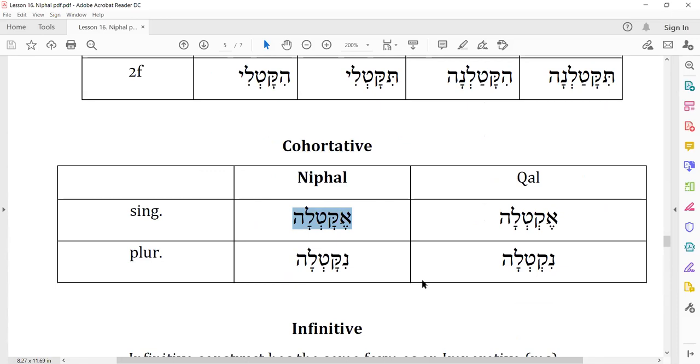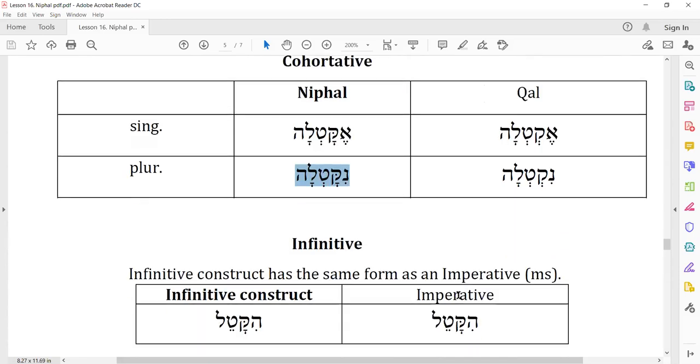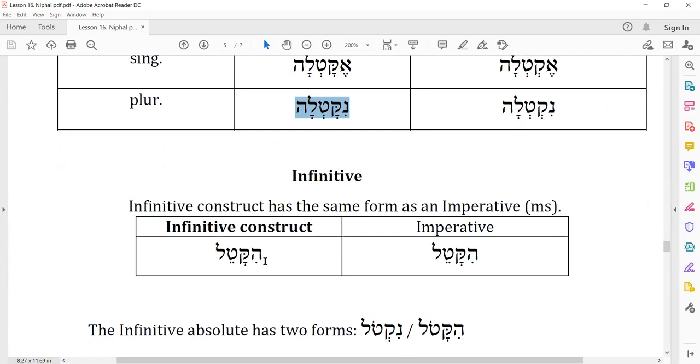Ekatela. Let me be killed. Correct. Let me be killed. And if it is plural, let us be killed. Let us be killed. Very well. Correct. Infinitive. To be killed. Yes.